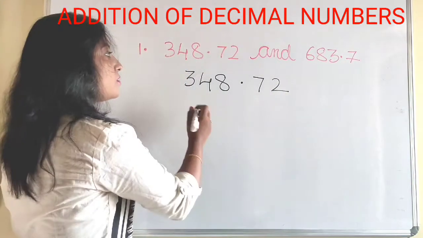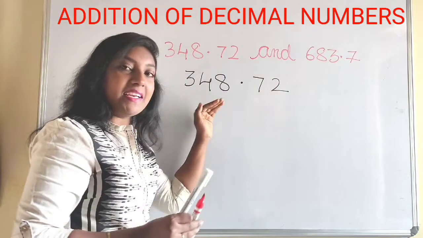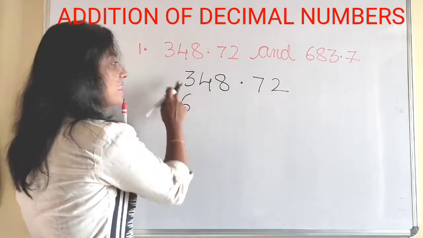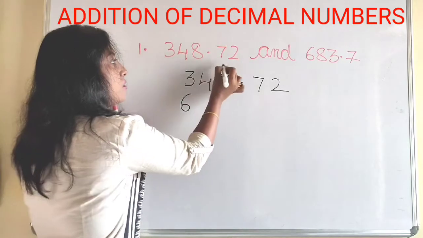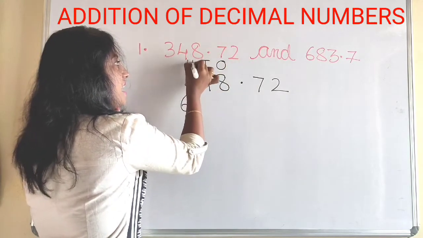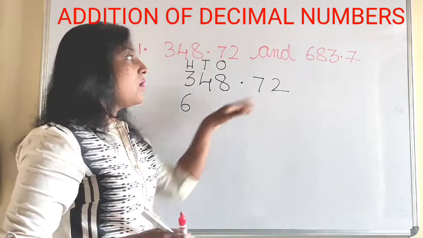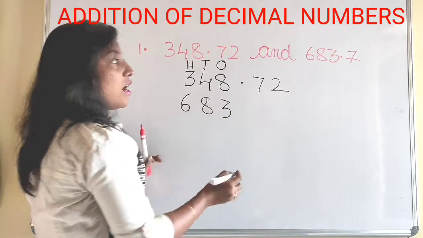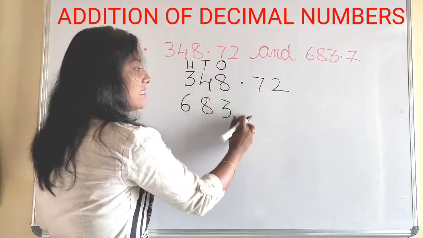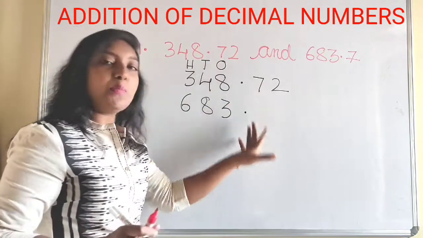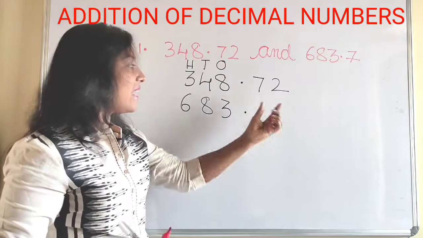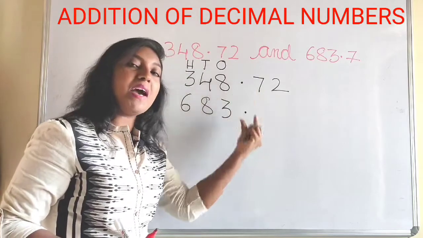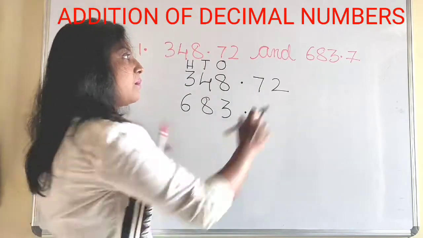683.7. So while we are writing, write the digits according to the places. So 600, this is hundreds and this is 100. So ones, tens, hundreds. So 683 point. Always place a point under the point. And we should not write 7 here. Always the decimal point of the number must be under the decimal point.